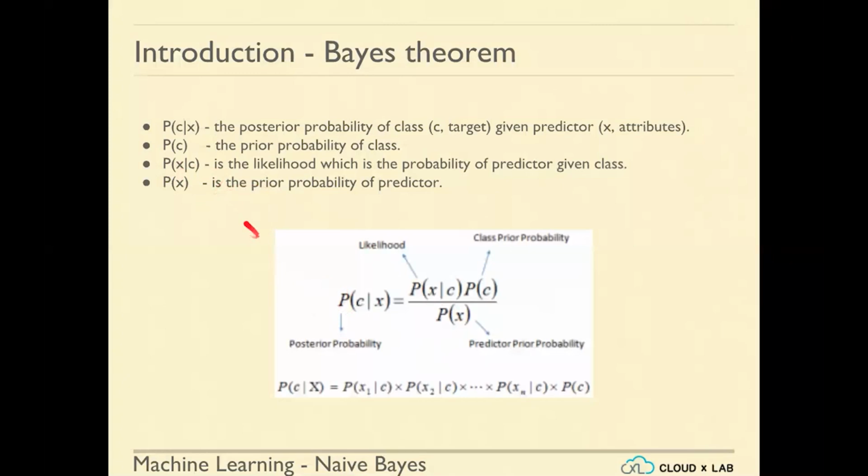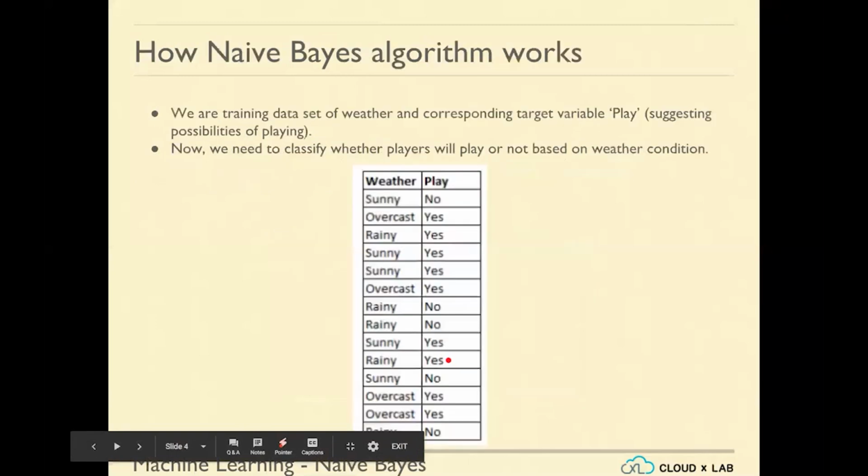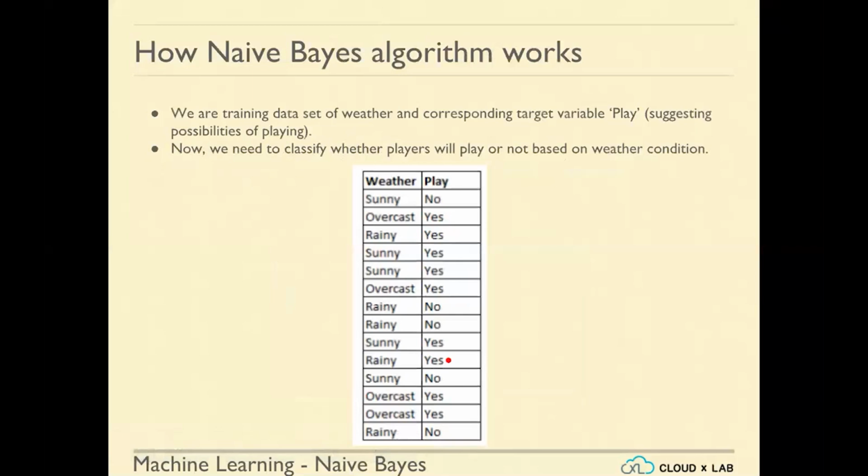Let me just read it out and then we'll talk. Here P(X|C) is the likelihood, which is the probability of the predictor given the class. P(X) is the prior probability of the predictor. I think I'll better take an example, which will make more sense.